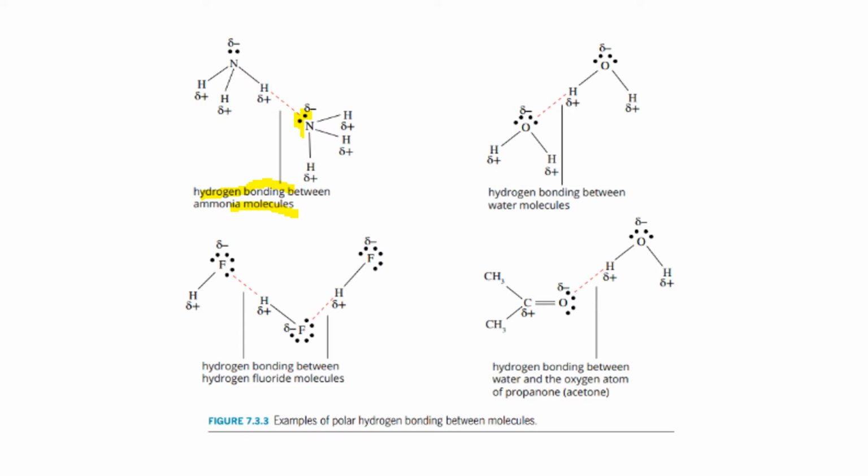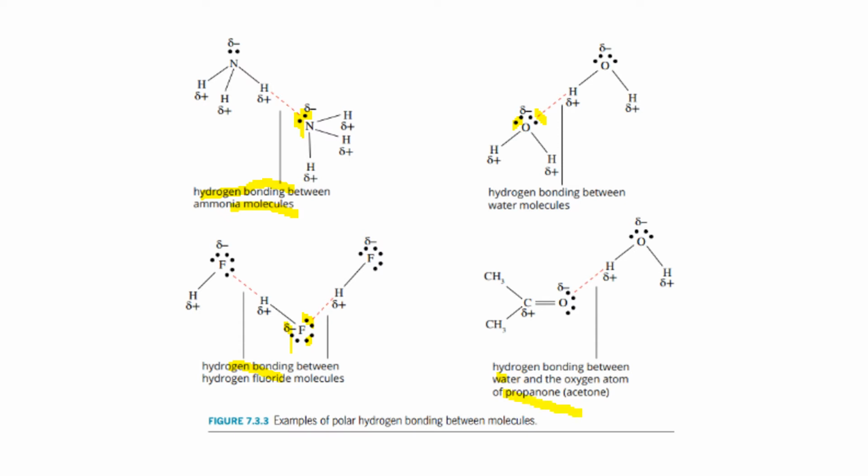In the water molecule, you have two lone pairs of electrons, so the one on the right is bonded to another water molecule. Oxygen is bonded to hydrogen, that's a hydrogen bond. Third one, hydrogen fluoride, has 3 lone pairs of electrons, and you must have hydrogen bonded to fluorine. And the last one is showing the hydrogen bond between water and the oxygen atom of propanol, which is acetone. We talk about acetone in the next few lessons.